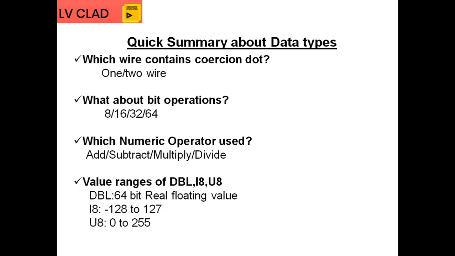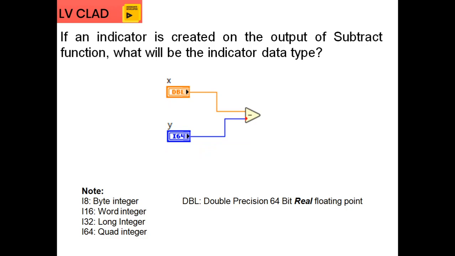Yes, let us move on to the first question. If an indicator is created on the output of the subtract function, what will be the indicated data type? The question is always asking where the coercion dot is present. That is the first point we have to consider. The coercion dot is present on the I64. The opponent wire does not have any coercion dot, so that will be the default indicator.